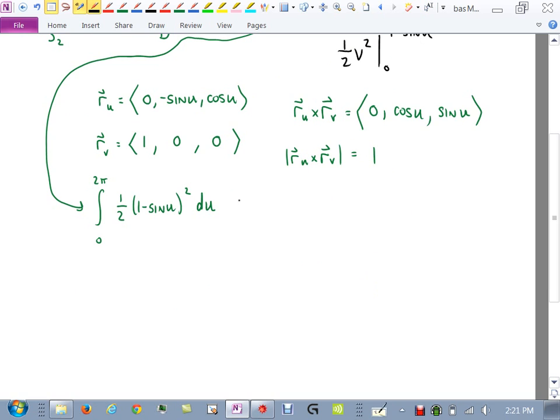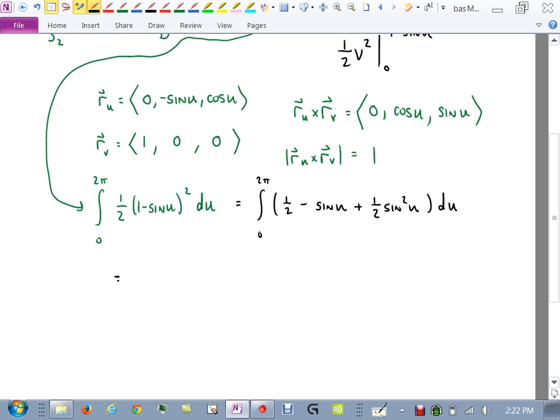And then, well, I've come this far. Integral 0 to 2 pi, 1/2 minus, when you expand that out, you get 2 of those, so sine u, and then you get plus 1/2 sine squared u du. All I did was multiply that out and then distribute the 1/2 through. I could pull that 1/2 out in the very beginning. It really doesn't matter.